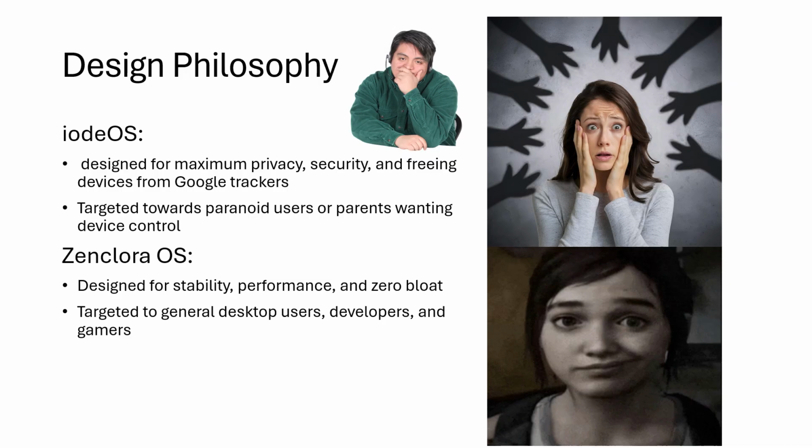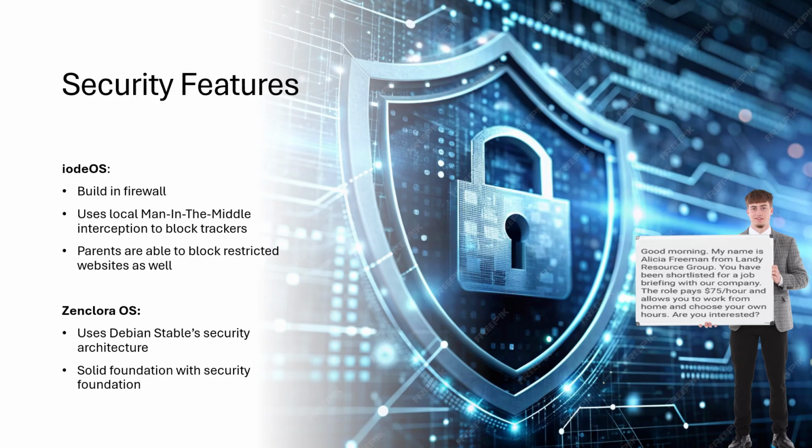Now let's move on to security features. The standout security feature of IODE OS is the built-in firewall. It uses a local man-in-the-middle interception to block trackers or any other malicious data harvesters. Security updates are pushed frequently through OTA patches, keeping devices very secure against modern mobile threats. Parents are also able to block restricted websites from their children, like I've said before on the previous slide.